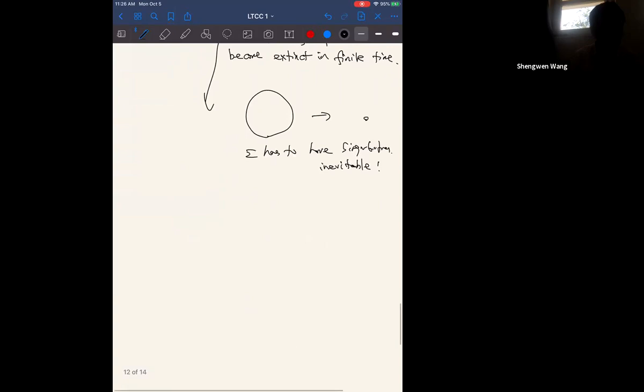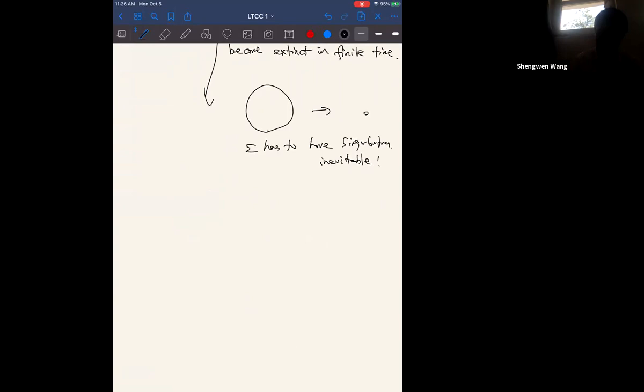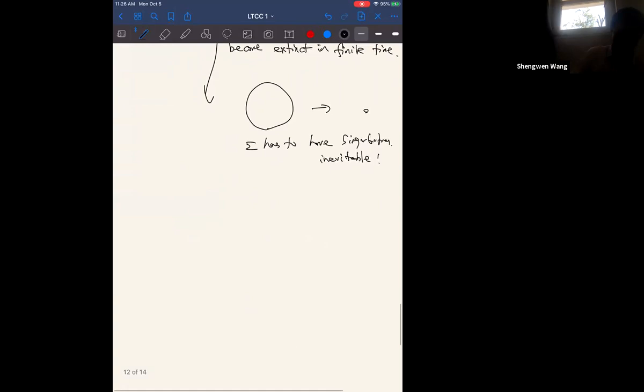Okay, so it's 11:26. So let's mention a few examples, and then we will take a few minutes break, like a 5 minute break. So example. The first one is the round sphere, and round cylinders.